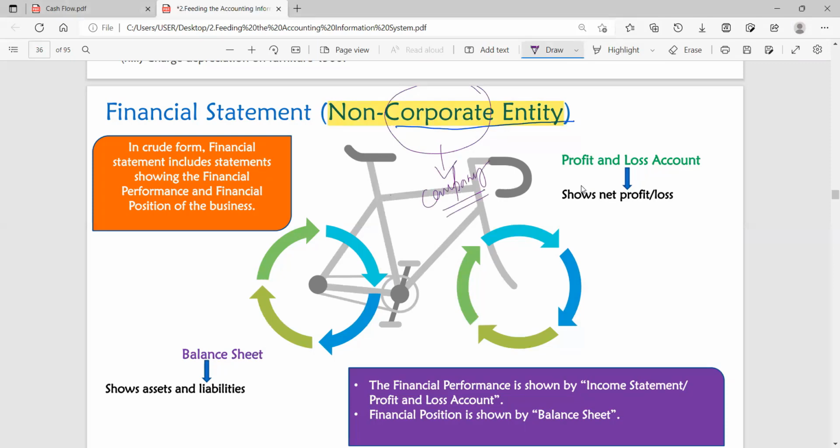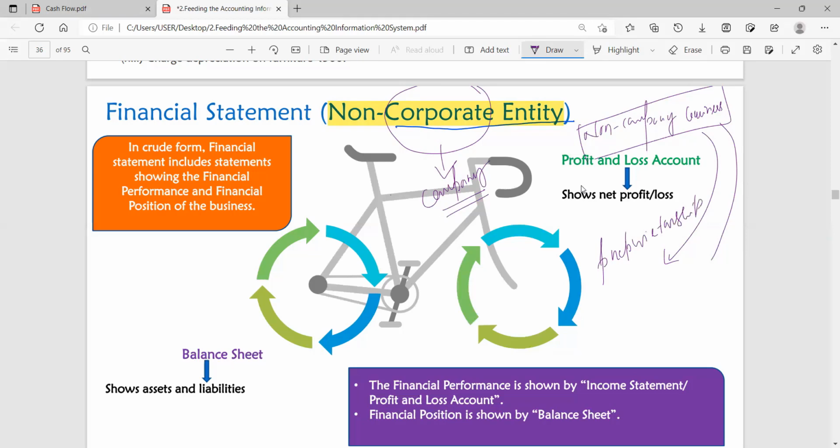So smaller organizations like proprietorship business or partnership business, we call them non-company businesses. So these are smaller versions of business organization.